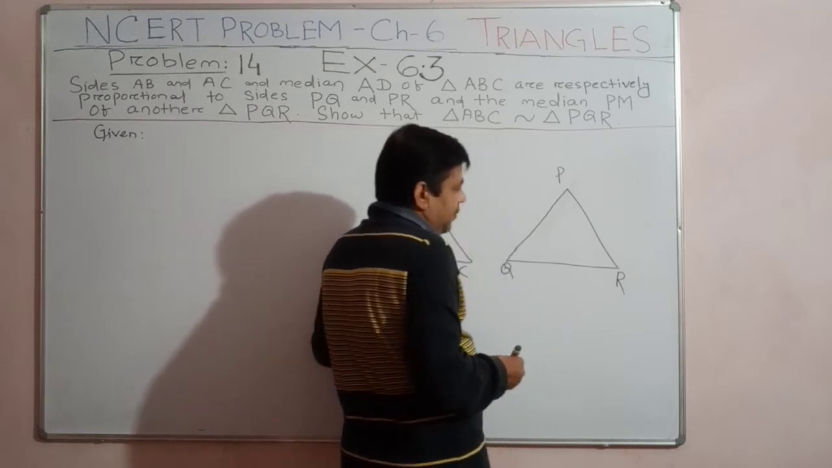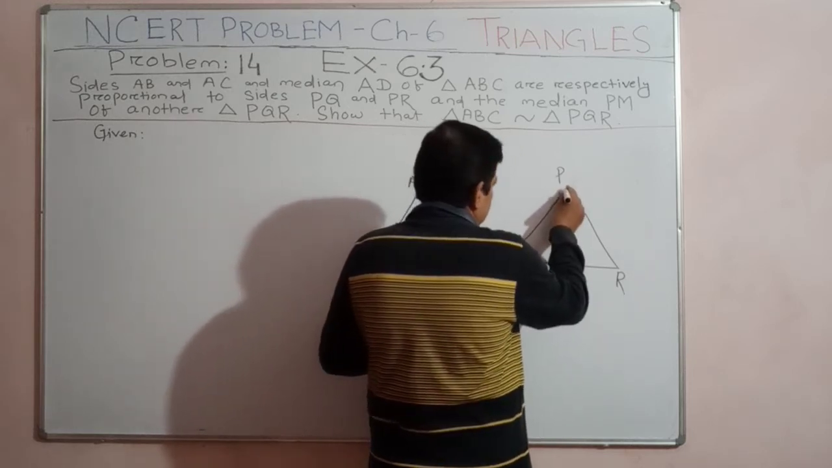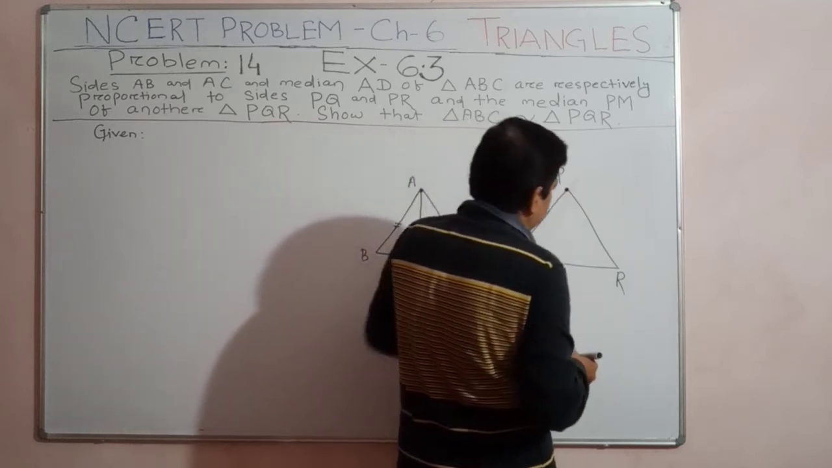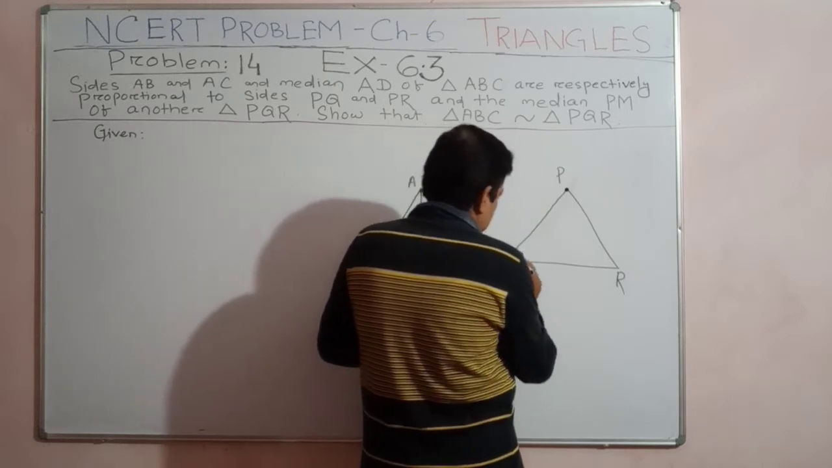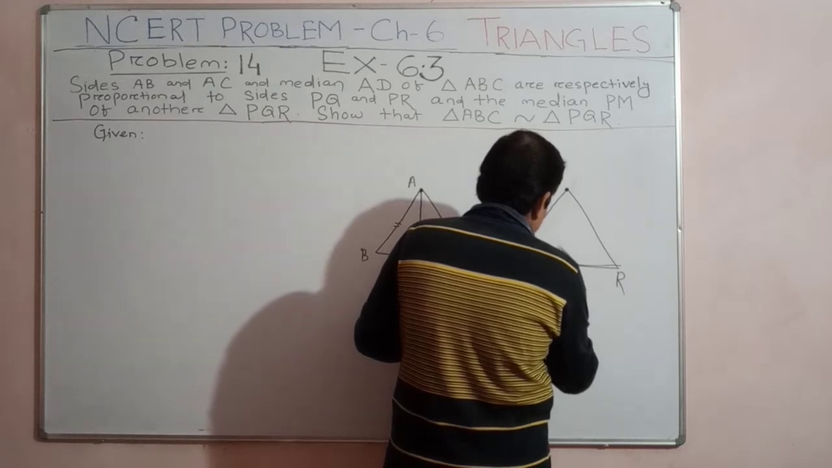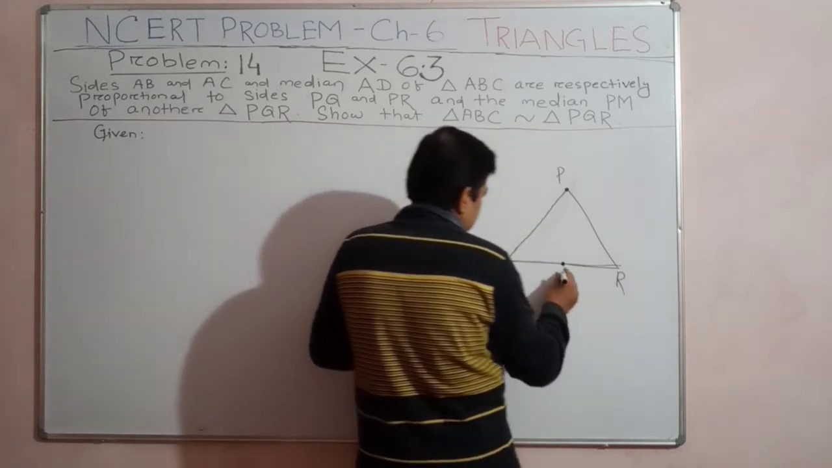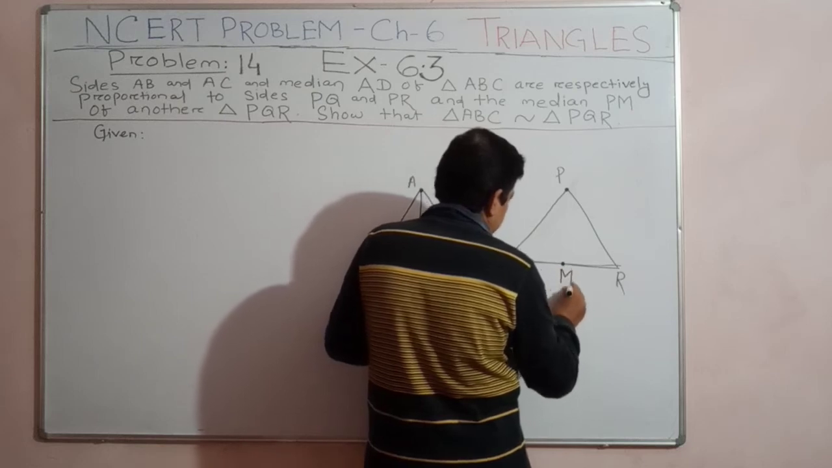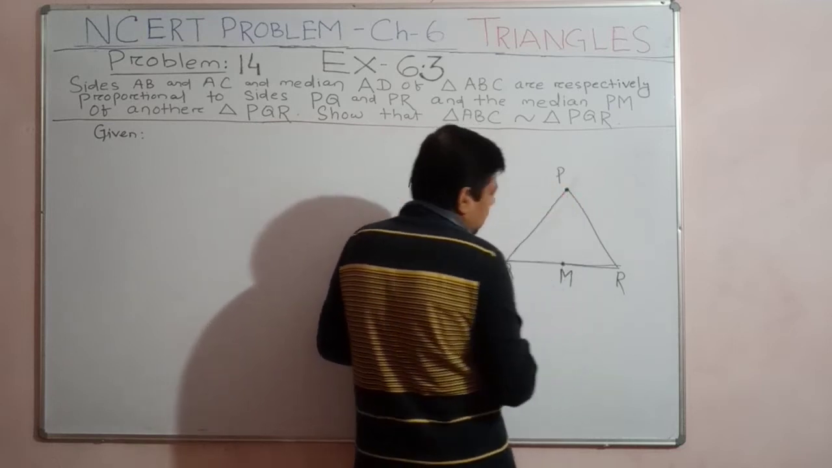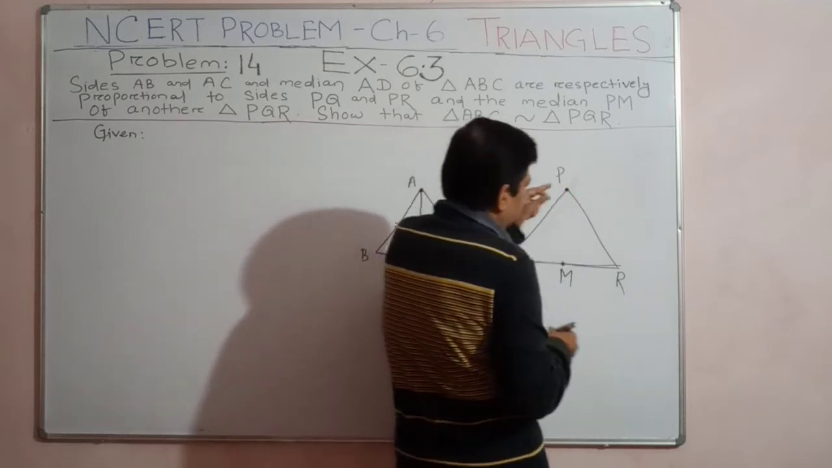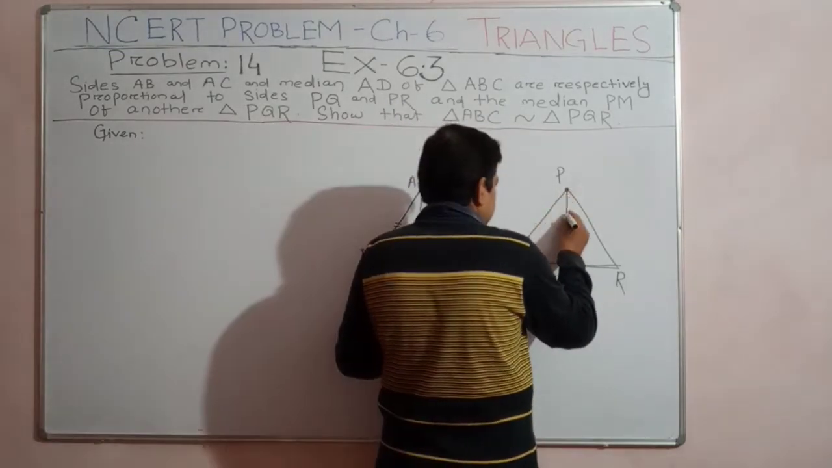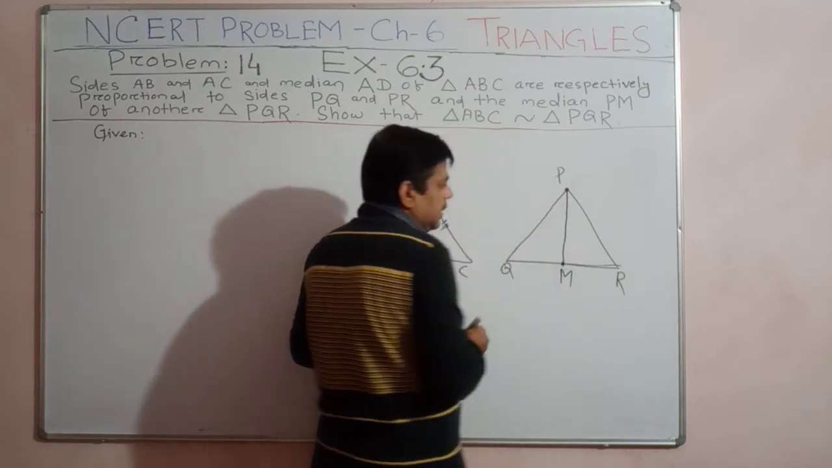Similarly, here PM is the median through the vertex P of triangle PQR. We have to draw another median. It means we have to find the midpoint of the opposite side of the vertex P. Let M be the midpoint of side QR, and we join the line segment. Here PM is the median through the vertex P.